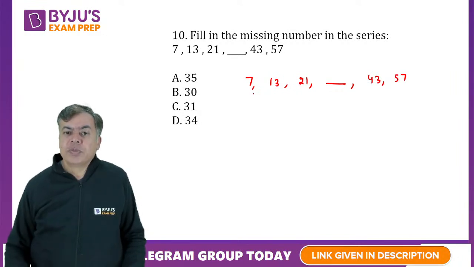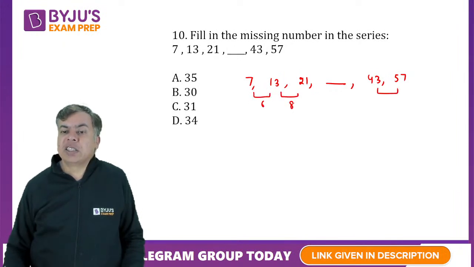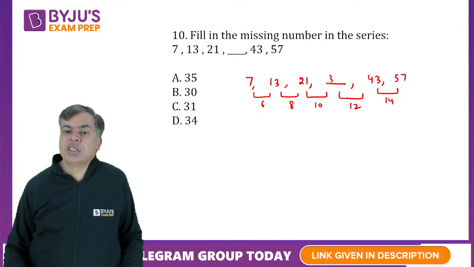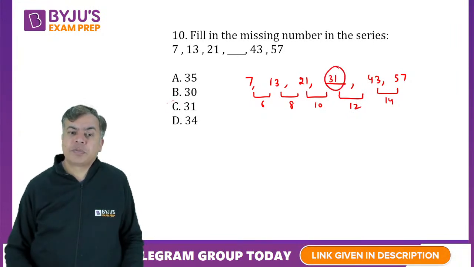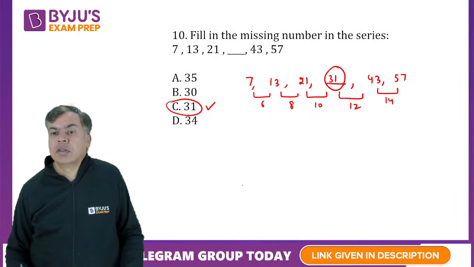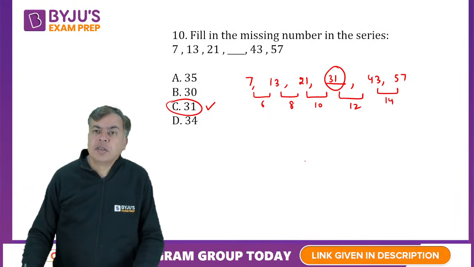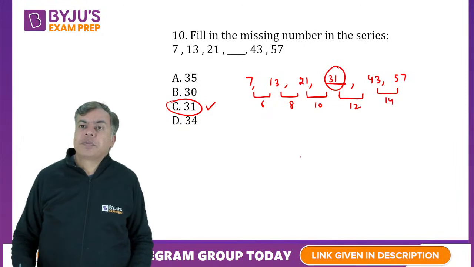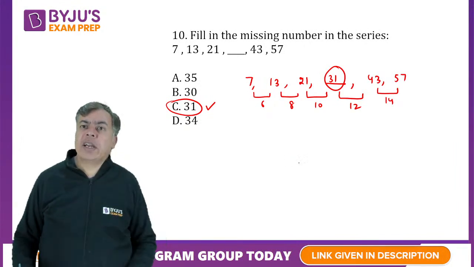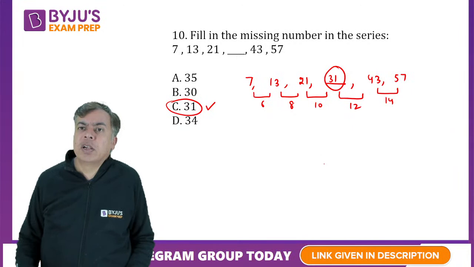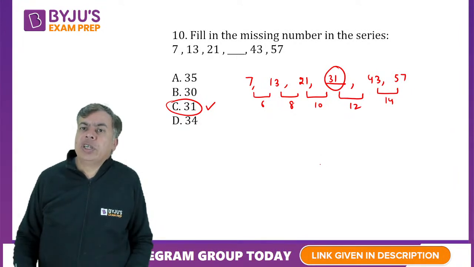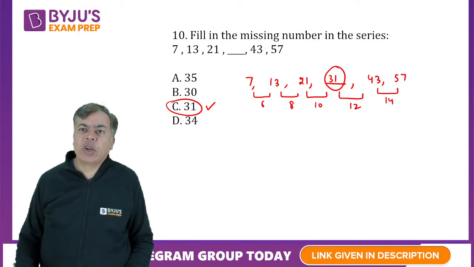Okay, let's see. Here it is 6, 8, and this is 14. So if this is 10, this is 12, this will become a series. So this should be 31. Okay, so 31 is the correct answer. Yes, Kesar, Vipul, Gayatri, Priyanshi, Himanshu, Harshida, Ishika, all correct. Yes, very good, very good.